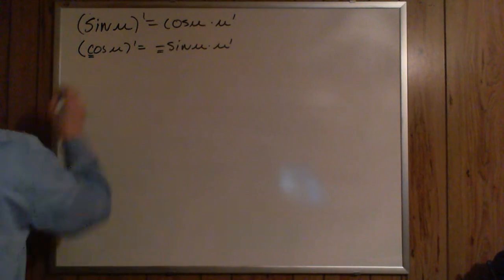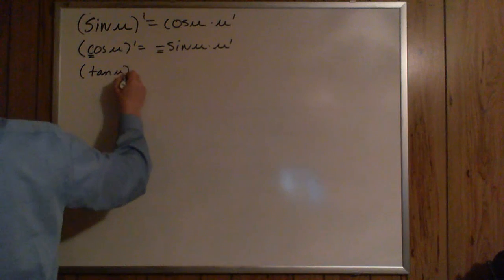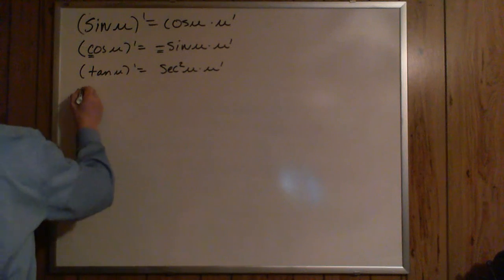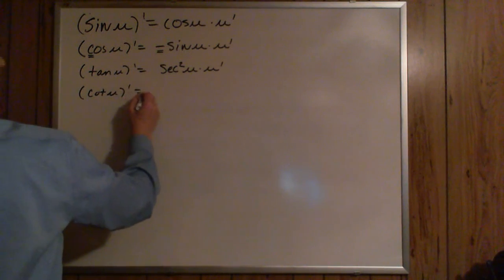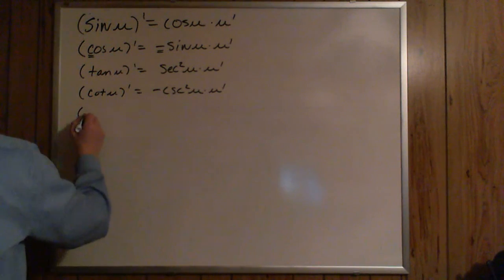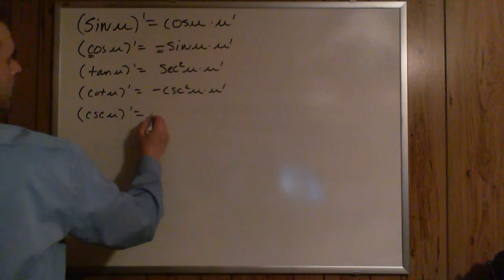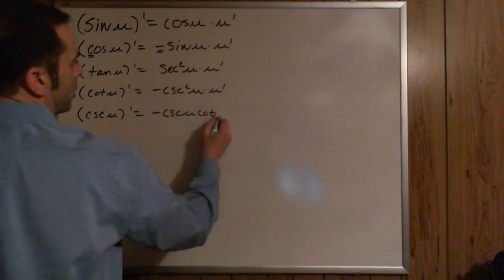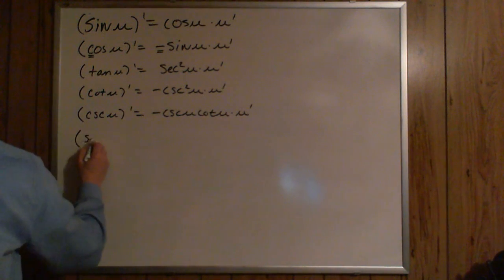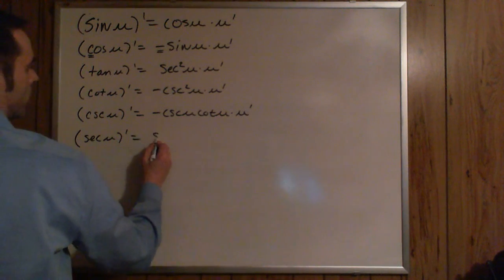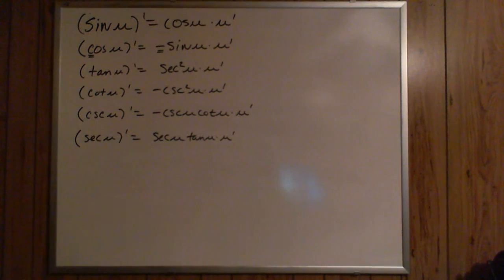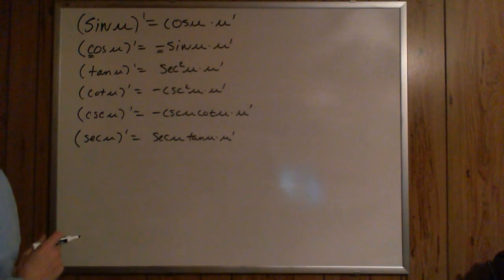a negative answer. The derivative of tangent u is secant squared u times u prime. The derivative of cotangent u is negative cosecant squared u times u prime. The derivative of cosecant u is negative cosecant u cotangent u times u prime. And the derivative of secant u is secant u tangent u times u prime. So in this column we have all the derivatives.